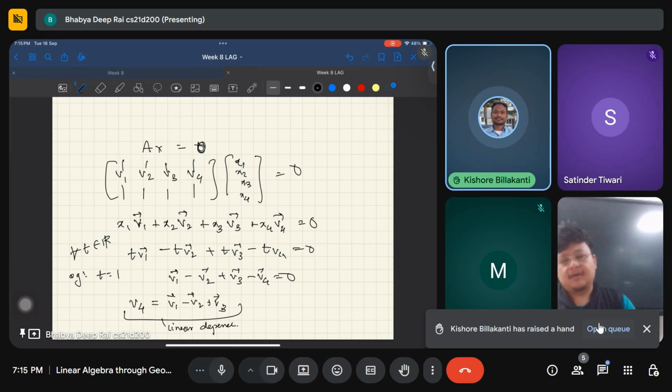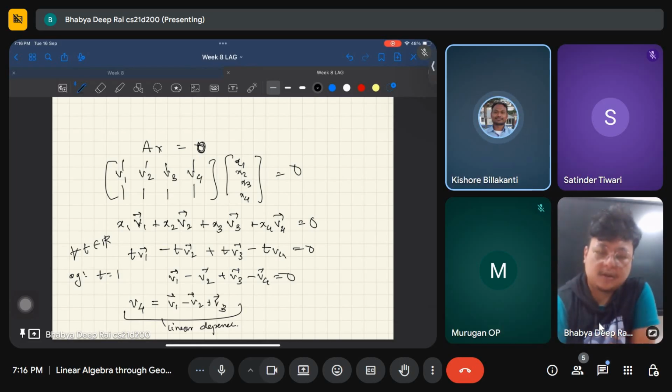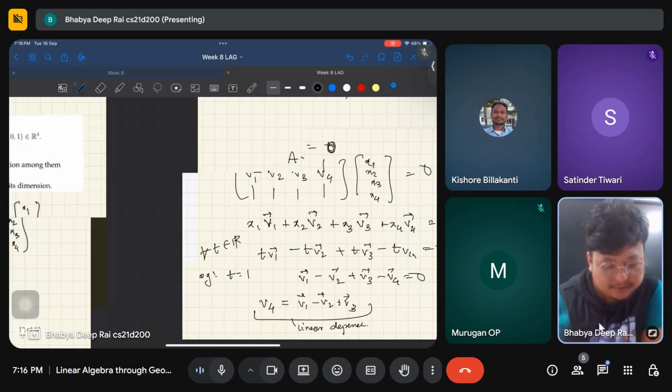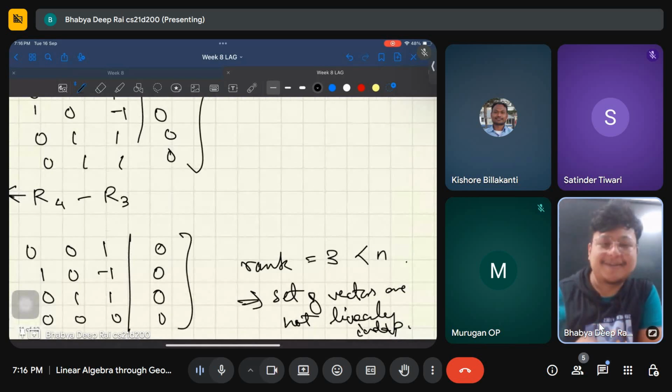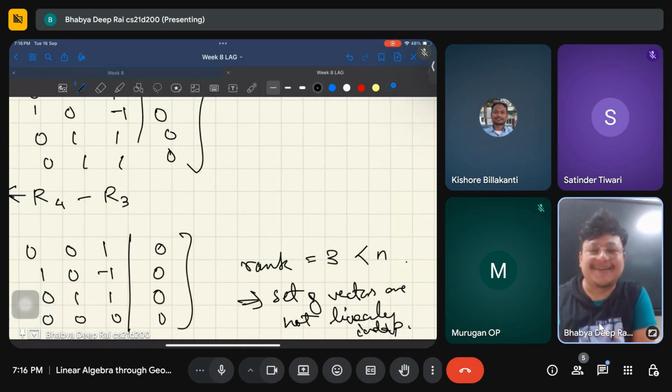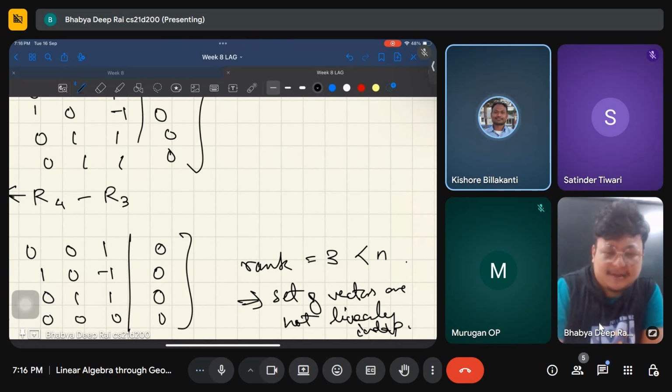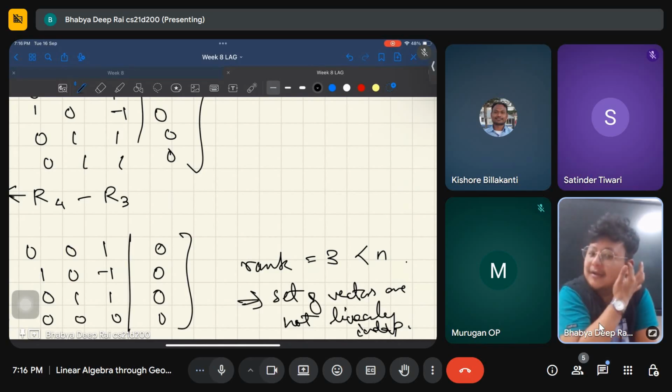See, by the explanation and doing Gauss-Jordan, we proved that they are not linearly independent. But using t in place of x1, we deduced an equation and then proved they are linearly dependent. Yes, we proved that it is not linearly independent, which means it's linearly dependent. The set of vectors is not linearly independent, because if they were linearly independent, their rank would be 4.